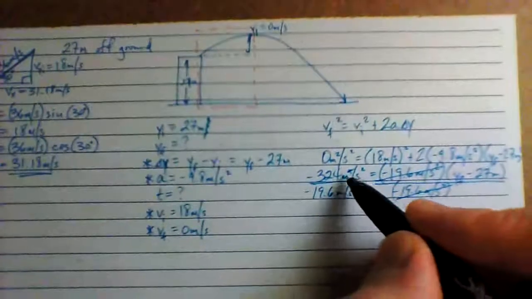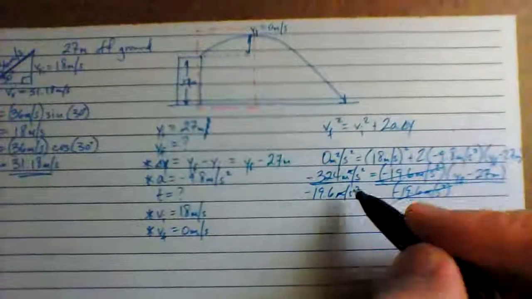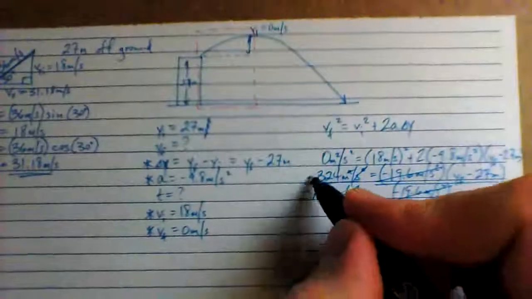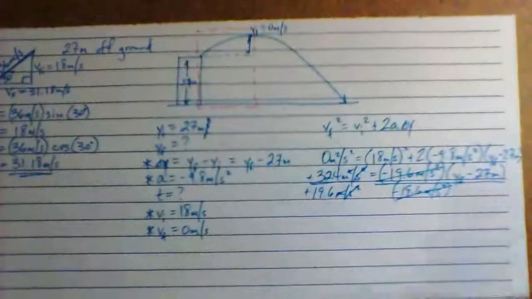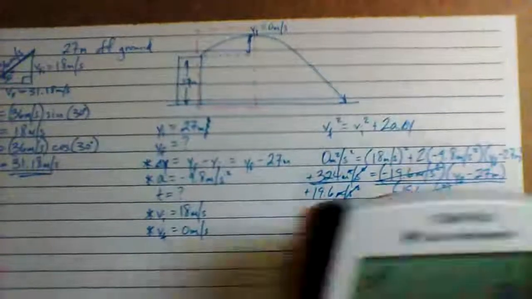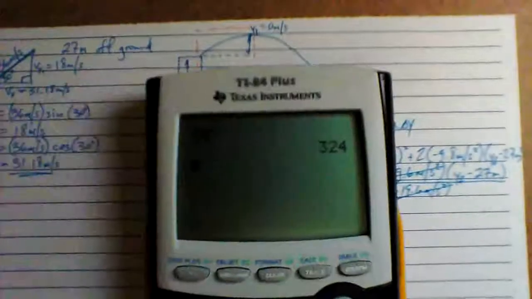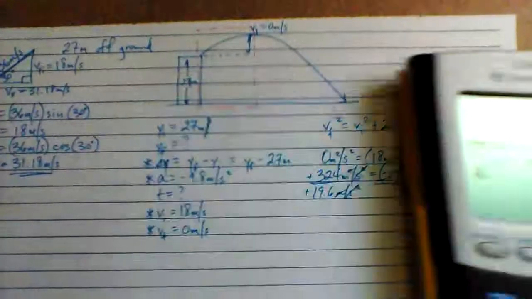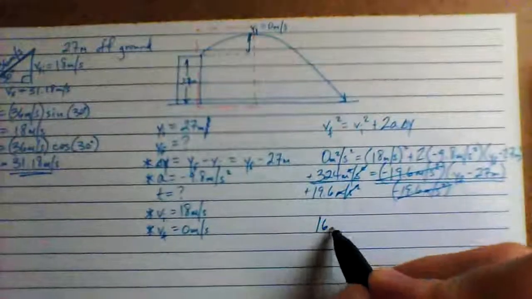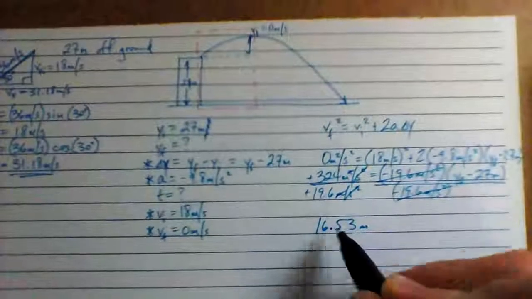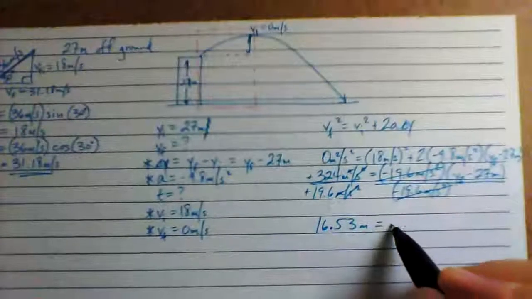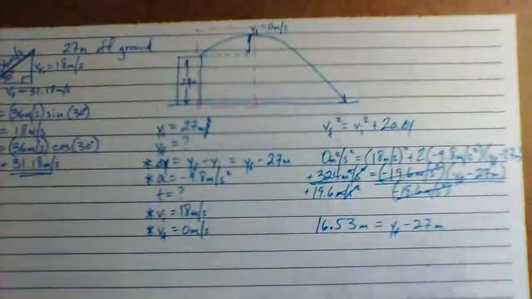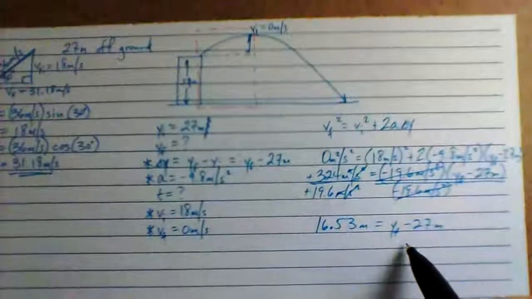So seconds cancels out. Instead of meters times meters, it's just going to be meters because one is going to cancel out with meters on the bottom. Per second squared cancels out top to bottom. My negatives turn to positive. So I'm going to get 324 divided by 19.6 gives me 16.53. So 16.53 meters is equal to yf minus 27 meters. All right, my units match up, so I must have done everything properly up to this point.